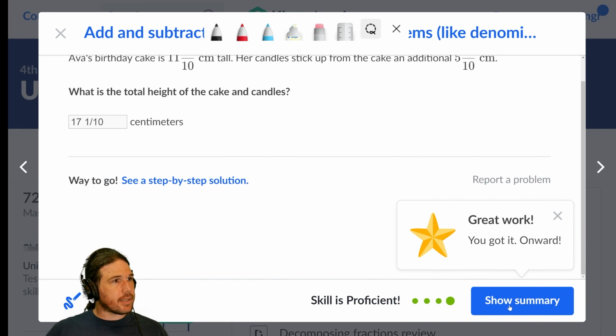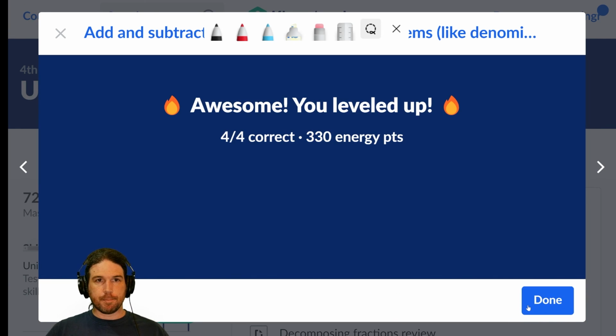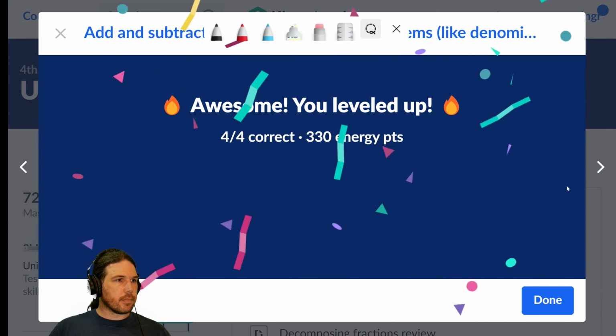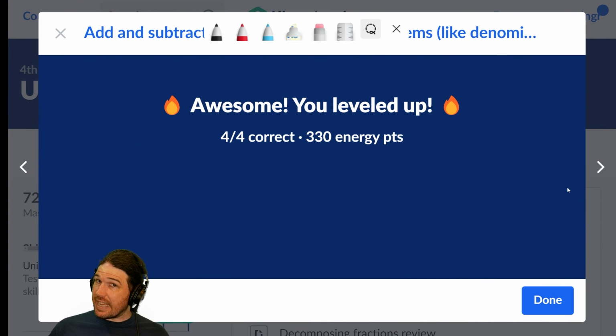And that is mixed number word problems. So far, so good. Like I said, things are going to start to get a little bit more complicated from here, especially once we have to start doing unlike denominators.